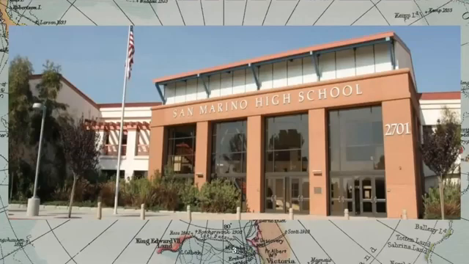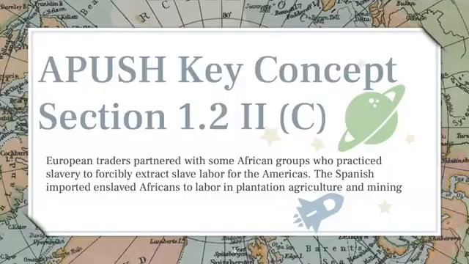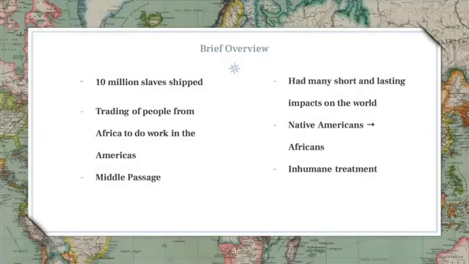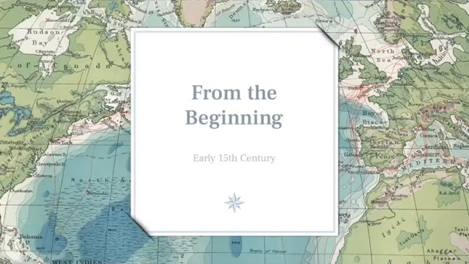The focus of today's video is the Transatlantic Slave Trade. Today, we will be discussing the APUSH Key Concepts section 1.2. European traders partnered with some African groups who practiced slavery to forcibly extract slave labor for the Americas. The Spanish imported enslaved Africans to labor in plantation agriculture and mining. We will be discussing why and how 10 million slaves were shipped from Africa to do work in the Americas. We will also be discussing the Middle Passage as well as some short and lasting impacts the slave trade had on the world. Now, let's start from the beginning.